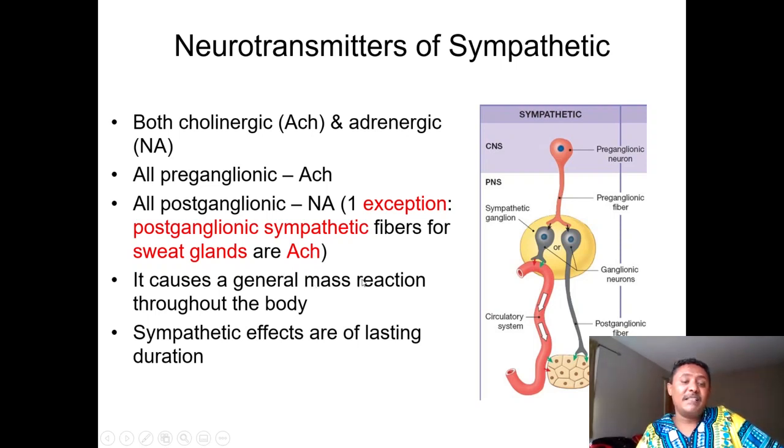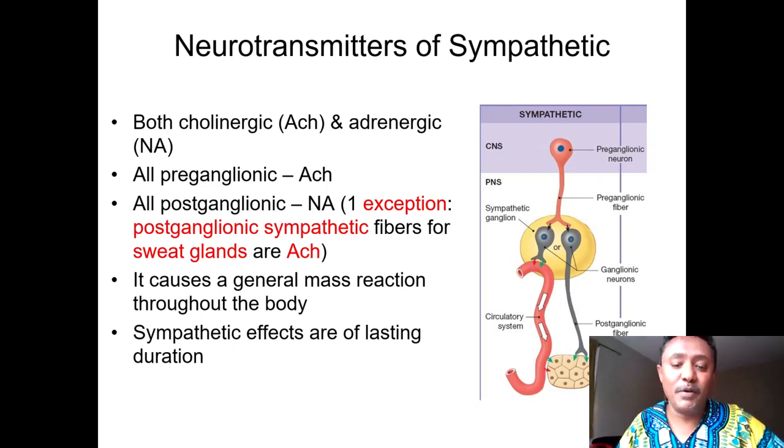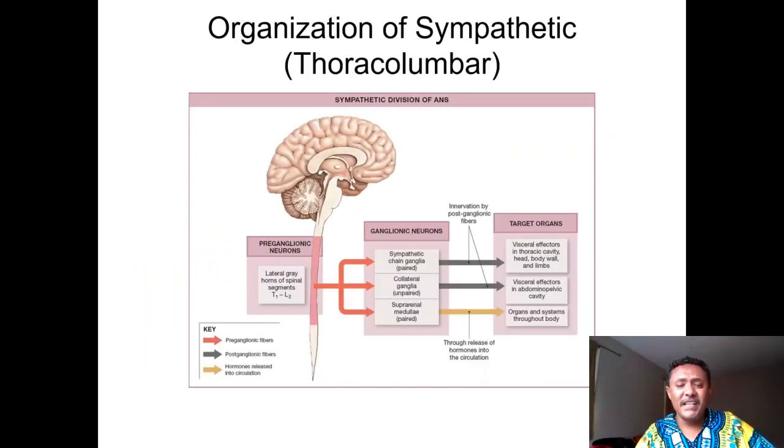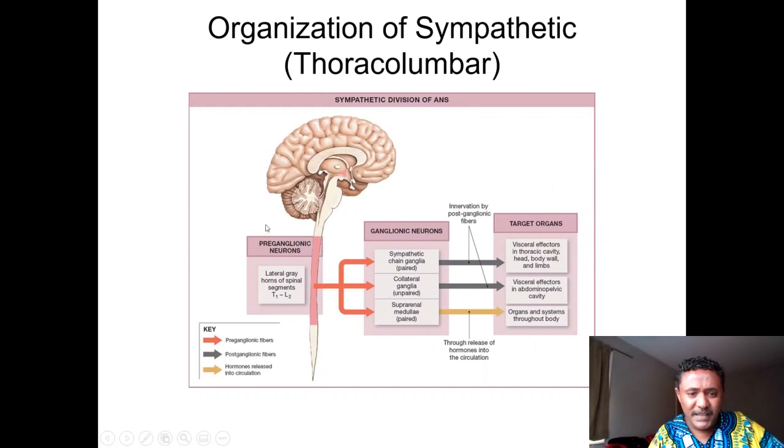It causes a mass reaction throughout the body. This is unique to the sympathetic. We don't see this in the parasympathetic. Why? Because the adrenal medulla is going to secrete the epinephrine into the circulation. Sympathetic effects are of lasting duration. It lasts longer than the parasympathetic because of this mass effect and because of the release of the epinephrine in the circulation. Finally, here also we are concluding what we have been saying.